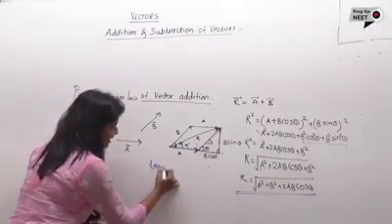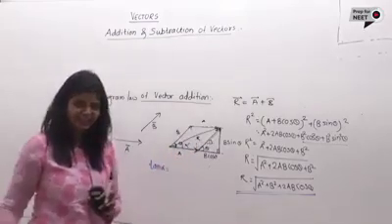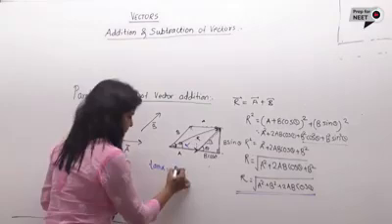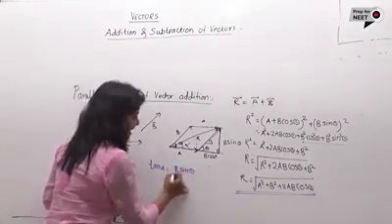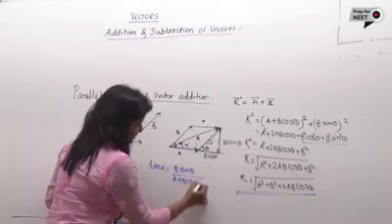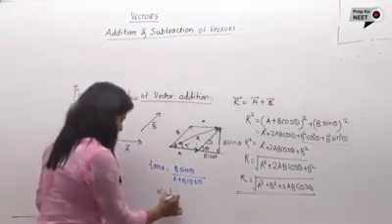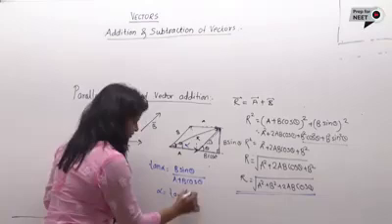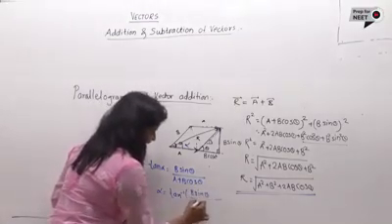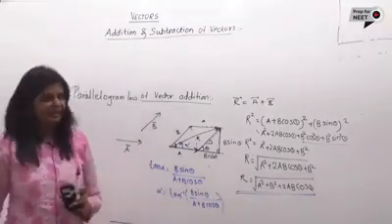So I'll write it here, tan alpha is equal to. Again look at this big right angle triangle. It's opposite by adjacent. Opposite is B sin theta and adjacent is A plus B cos theta. So if you have to calculate alpha, that is nothing but tan inverse of B sin theta divided by A plus B cos theta. Are you getting my point?